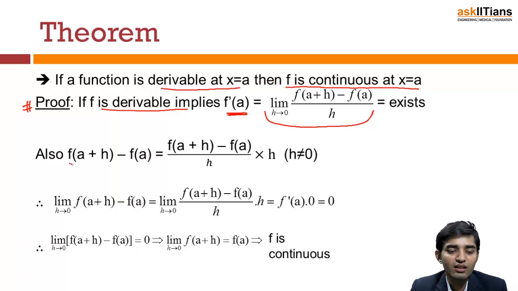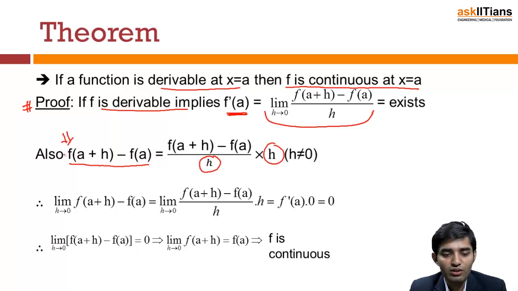Now let us consider this value, f of a plus h minus f of a. In the next step what I am doing is dividing and multiplying by h in this quantity. So first I am considering this quantity, which is f of a plus h minus f of a, then dividing and multiplying by h, and then taking the limit on both sides. So I am applying the limit on both sides in the next step: limit h tending to 0 here, and limit h tending to 0 here.